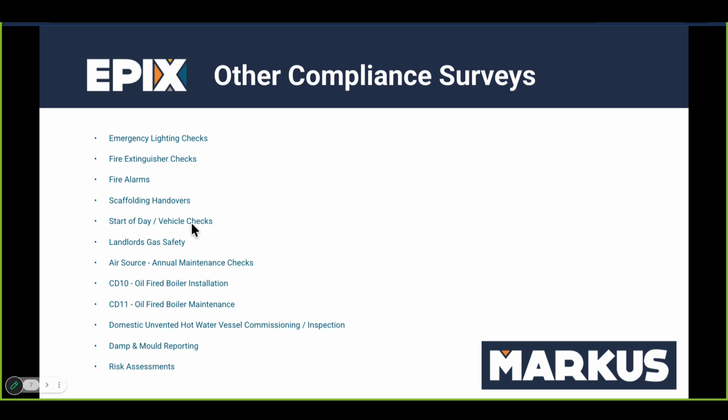I didn't show it on the demo when I clocked on because I'd already clocked onto the mobile app, but we do have the ability to do start of day checks and vehicle checks. We've got the landlord's gas safety record for gas checks, where you do the annual boiler servicing and boiler checks. Those produce the really nice Gas Safe printout. We've got people doing air source checks and the CD10 and 11 for the oil-fired boilers.